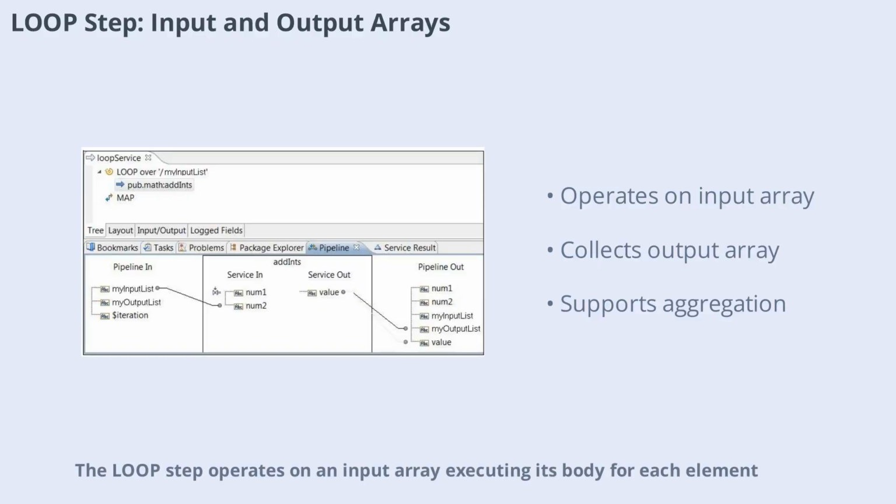Loop step operates on an input array, executing its body for each element. You can specify an output array to collect results from each iteration. Understanding dimensionality changes within the loop is crucial for proper data mapping and aggregation. This supports detailed processing of lists and arrays in your flow service.